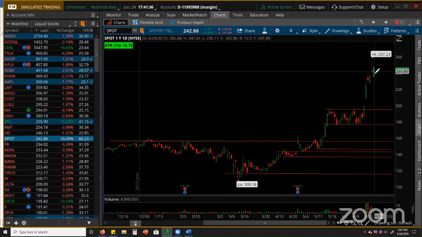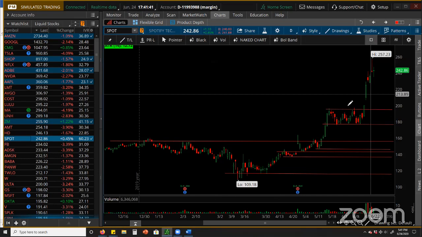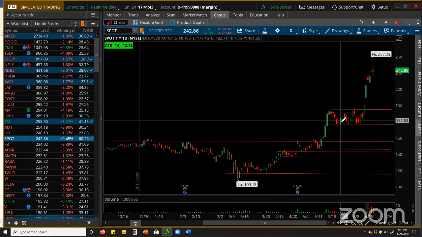But really all I care about is where's the next support level? Where's the next resistance level? And I just use the pivots. Now, notice I don't have moving averages. I don't have anything else cluttering up the screen, just a naked candlestick chart so that I can focus on the pivots and the price action, what really matters.